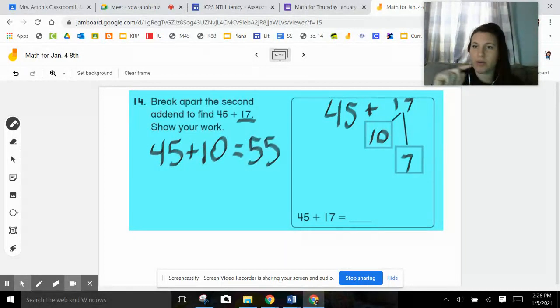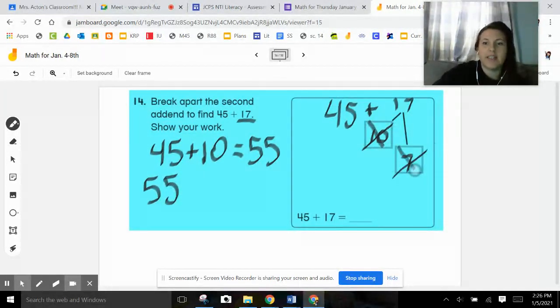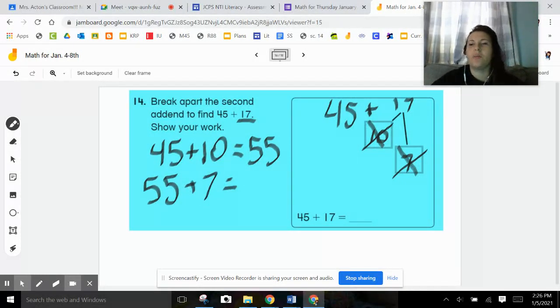That's why that tens place goes up one more. And then we're adding 55. We added the 10. Now we need to add the 7. So now we do 55 plus 7. You can put your fingers up for this if you want. 55, 56, 57, 58, 59, 60, 61, 62. Here's the answer, 62.